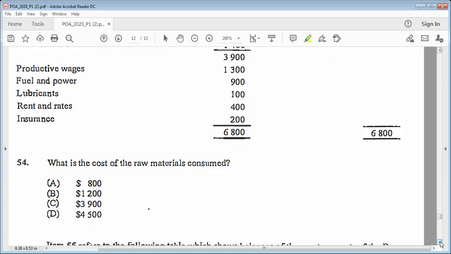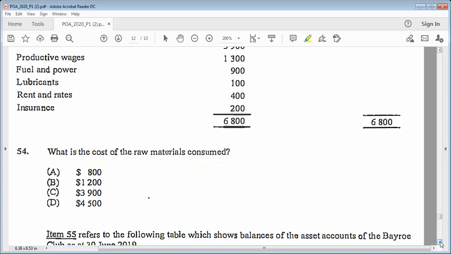What are the questions now? It says, what is the cost of the raw materials consumed? A, $800. B, $1,200. C, $3,900. D, $4,500. So, how do we arrive at our answer? Well, how do we know what is our raw materials that was consumed? Let's look back.